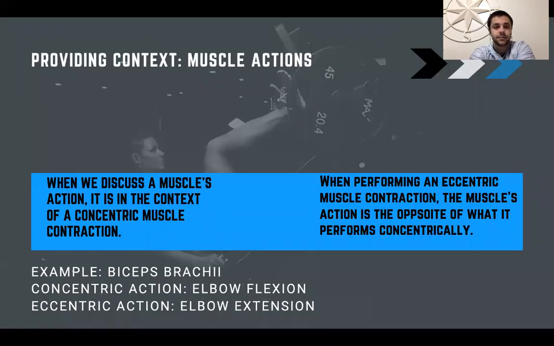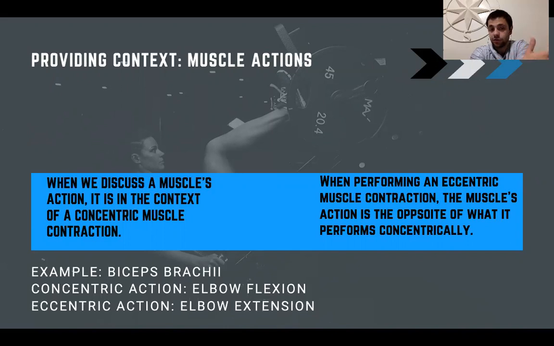All right, so again, providing context with muscle action. When we discuss a muscle action, it is in the context of a concentric action, muscle contraction. So what I mean by that, say I'm doing a dumbbell bicep curl, I'm going to be using my biceps brachii. And we know that the biceps brachii performs elbow flexion, and that's the movement that I'm doing when I perform a dumbbell bicep curl.